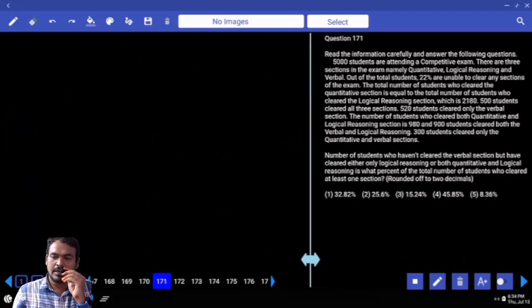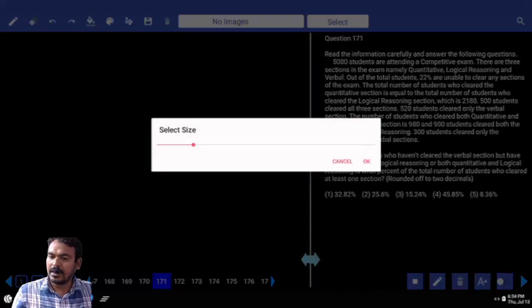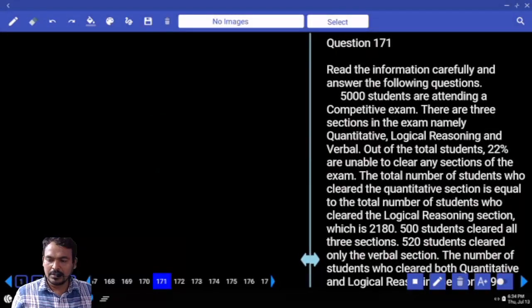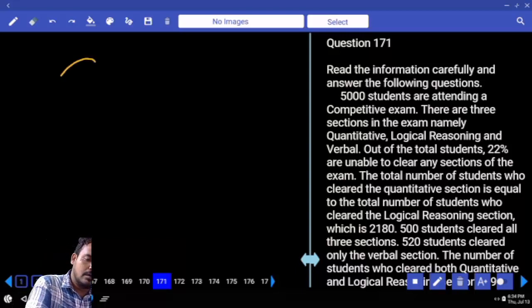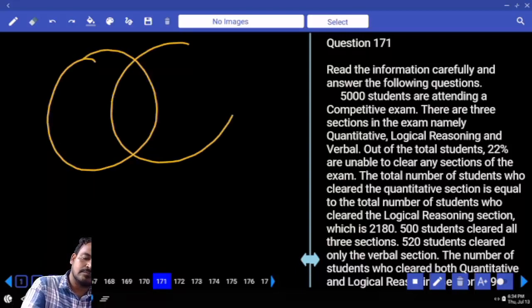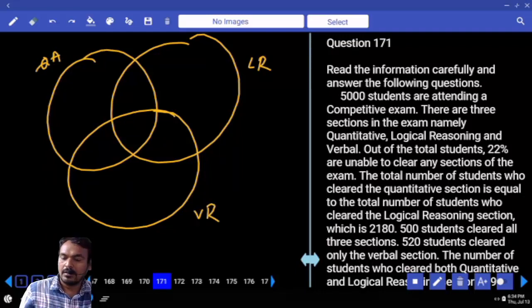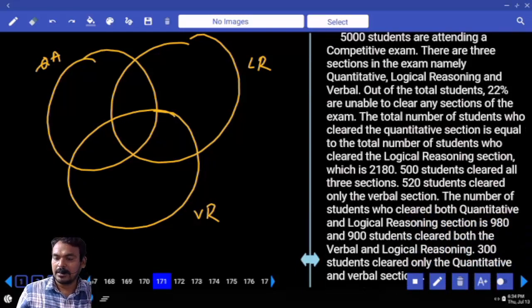5,000 students are attending a competitive exam. There are 3 sections in the exam, namely quantitative, logical reasoning and verbal reasoning. 3 are given or 2? 3 is given. One will be quantitative, another one logical reasoning, another one verbal reasoning. Total how many students are there? 5,000 students.